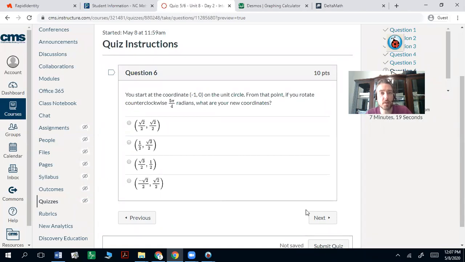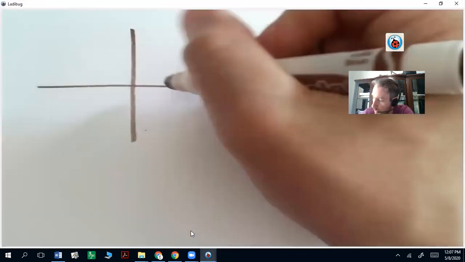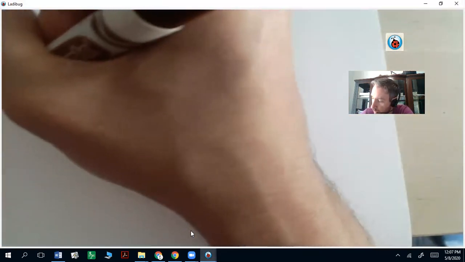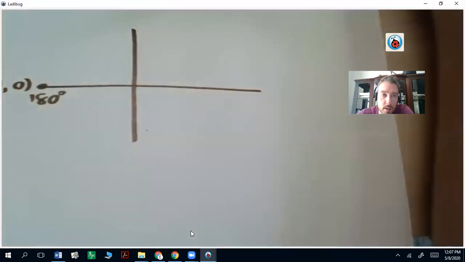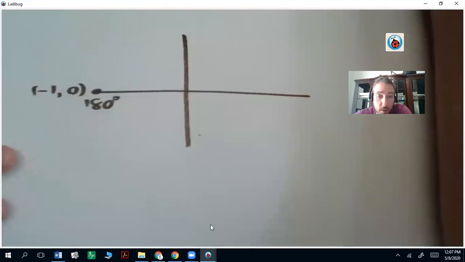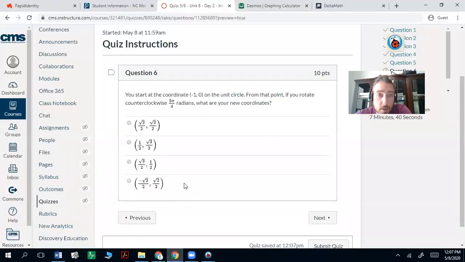Okay, question 6. You start at the coordinate -1, 0 on the unit circle. -1, 0, where is that? Well, left 1 would be -1 and not up or down. So that's going to be right there. That's 180 degrees. So I want to start at 180, and it's rotating counterclockwise 5 pi over 4. Where do you end up?